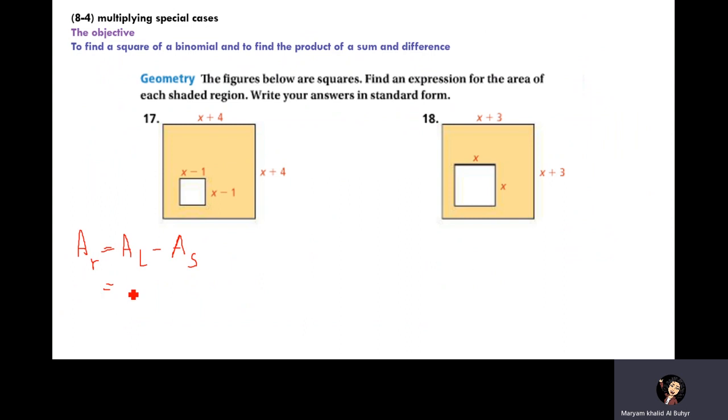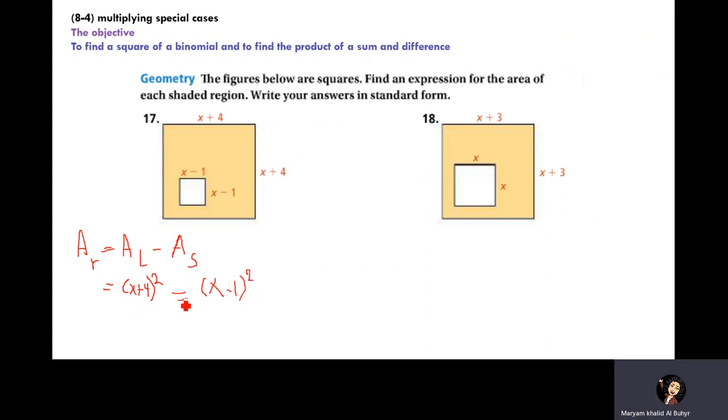So the area for the large square is (x + 4) all to the power 2. Why am I doing that? Because I have this square, and the area of a square is side squared. You take a side and multiply it by itself. Minus, what is the area of the small square? It is (x - 1) all squared.